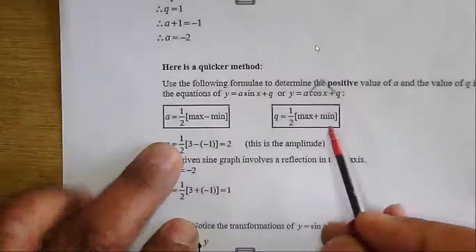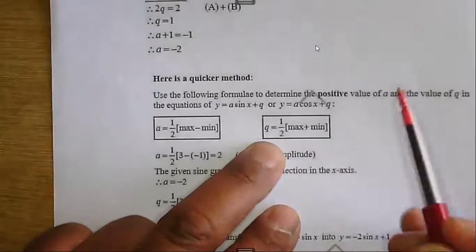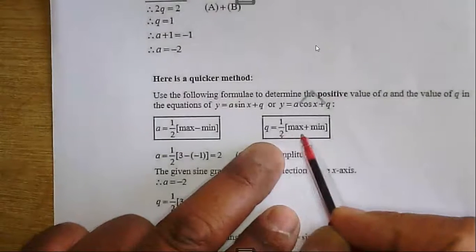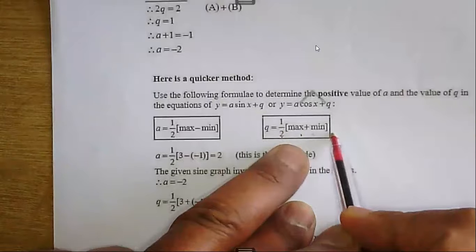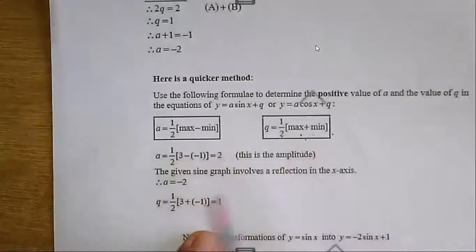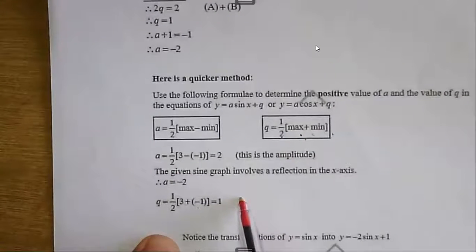Right. Then quickly, if you want to find the q value, then you need to look at a half times the maximum plus the minimum. So the maximum is 3 plus the minimum, -1, and you get a value of 1. And that will give you the value of q.